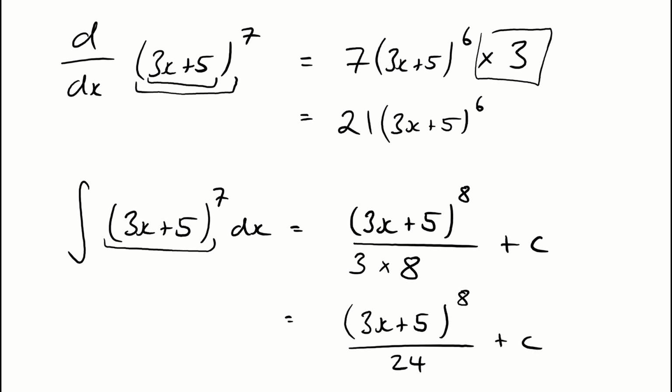So remember, in the chain rule, when we differentiate, we multiply by the derivative of what's inside our brackets. When we use the reverse chain rule and we anti-differentiate, we divide by the derivative of what's inside of these brackets. Let's take a look at maybe one or two more examples.